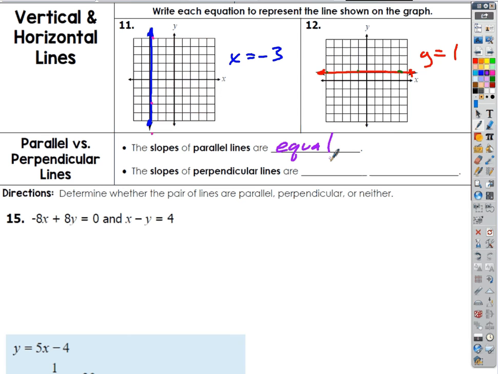The other one, perpendicular lines, this is one that's harder. It's harder to prove this one to yourself. This is one you just sort of have to remember: the slopes of perpendicular lines. Now, let's think about this. What can you tell me about the signs of the slopes?